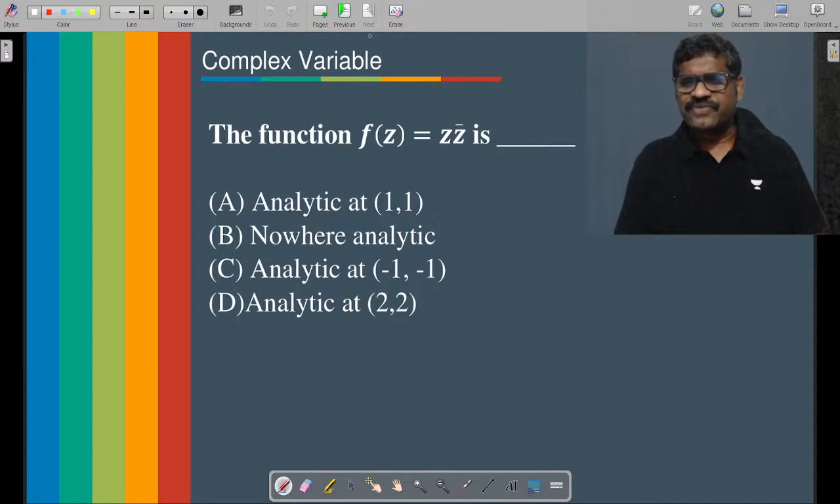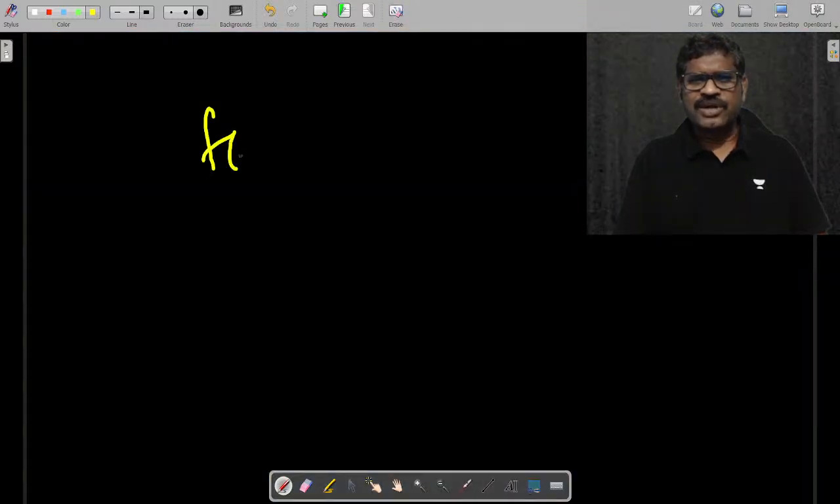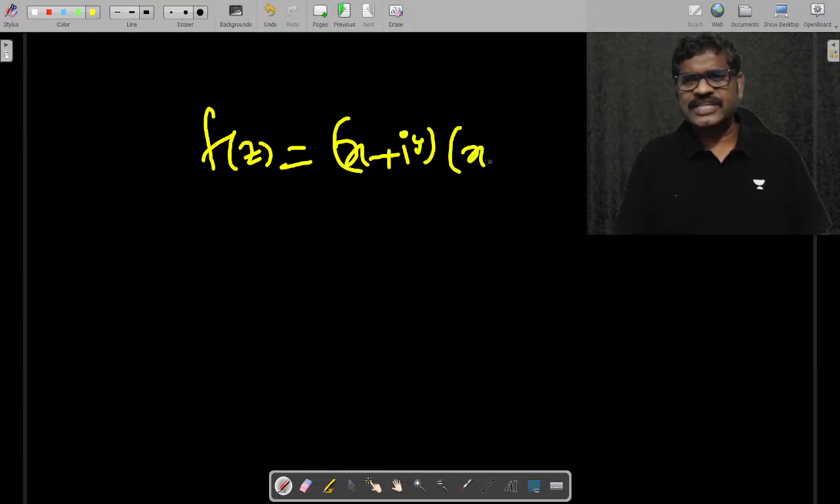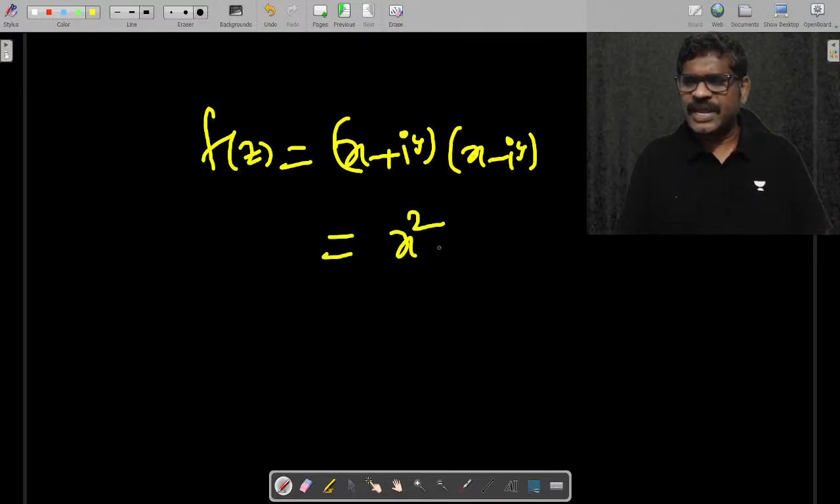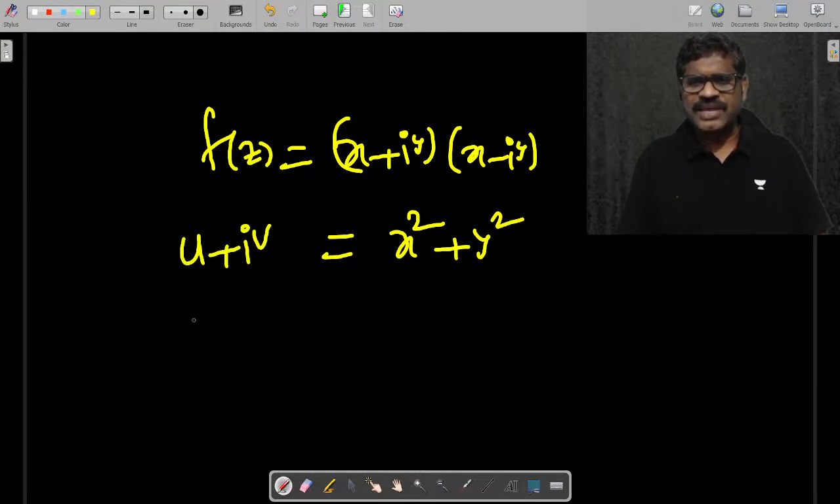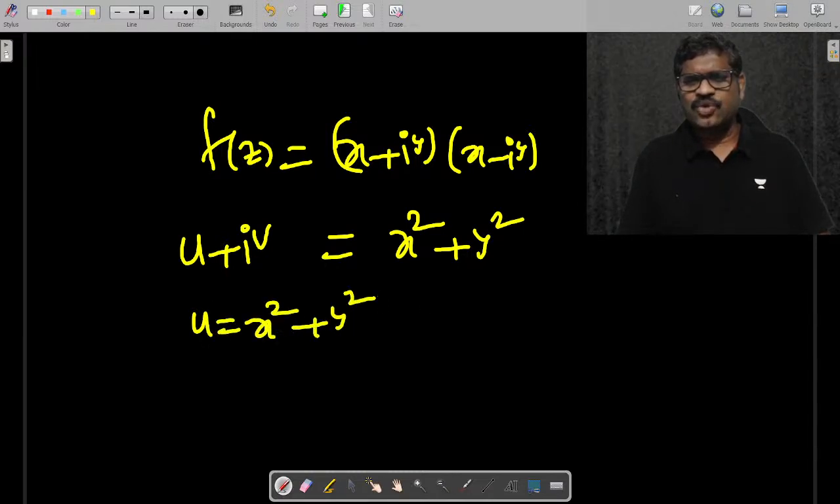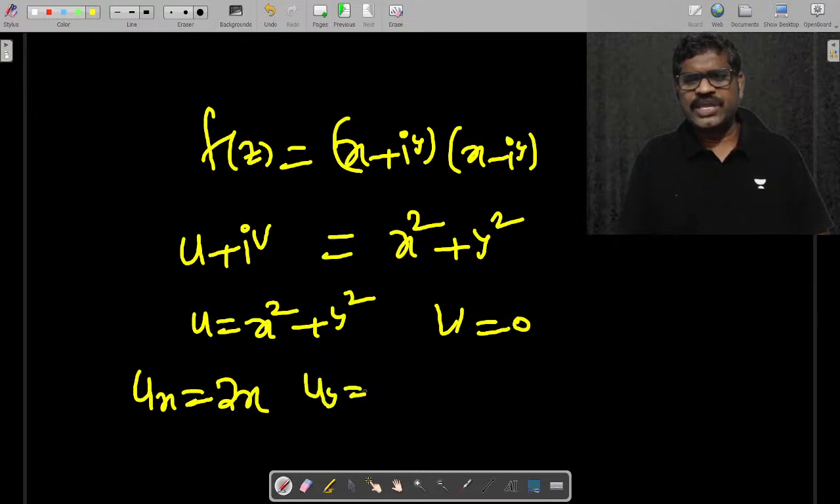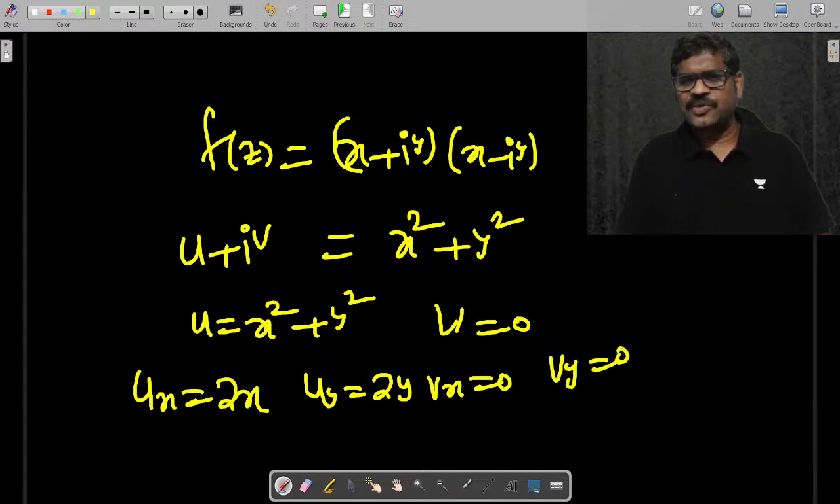Now here the function f of z equal to z bar. z is x plus iy, z bar is x minus iy. x plus iy into x minus iy is x square minus i square y square, that is x square plus y square. u plus iv is x square plus y square. u is x square plus y square, v is 0. Now ux is 2x, uy is 2y, vx is 0, vy is 0.